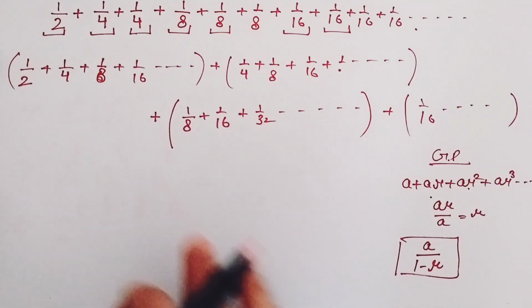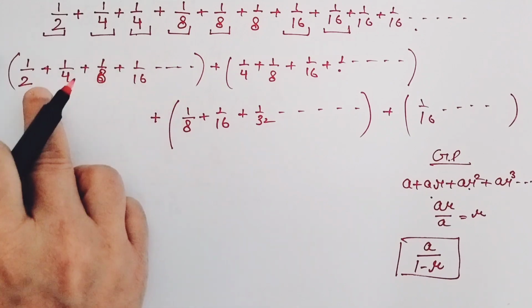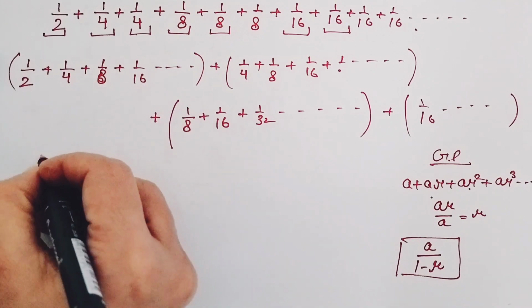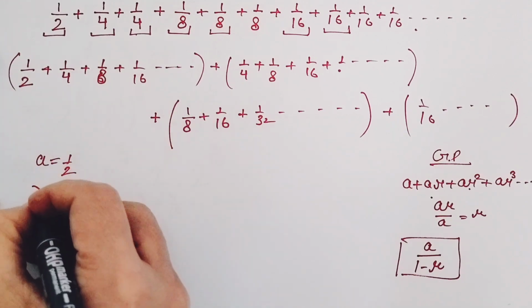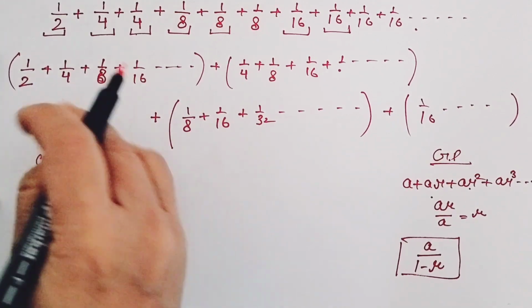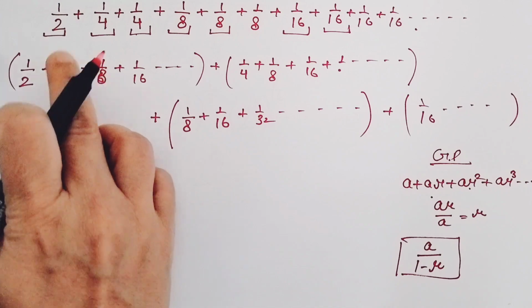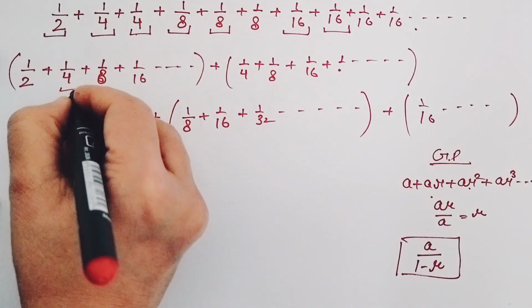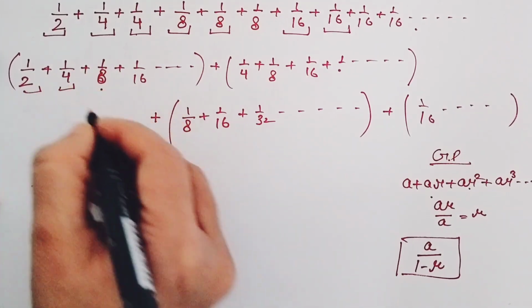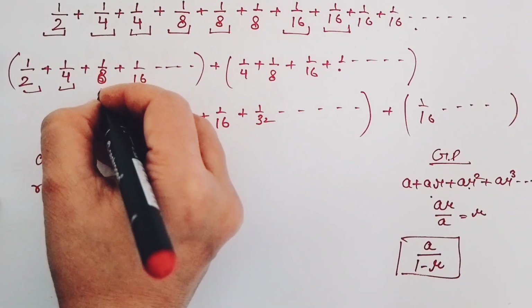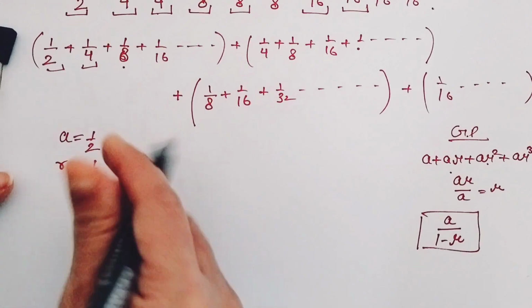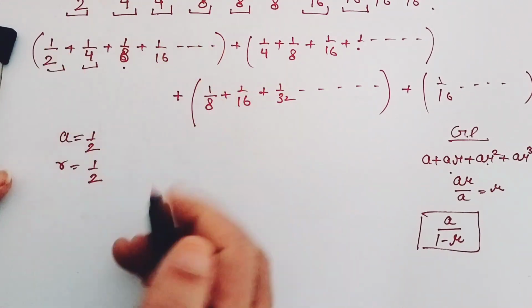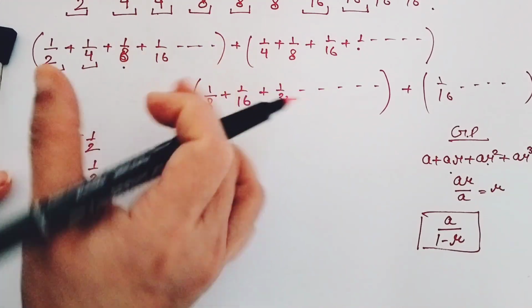So here we will apply the formula of sum. Here A is equal to 1 by 2 in this, and the common ratio is also 1 by 2. How do we find the common ratio? Divide the second term by the first term, A2 by A1, A3 by A2, A4 by A3. So here the common ratio is 1 by 2. So what is the formula? What is the answer of this sum?